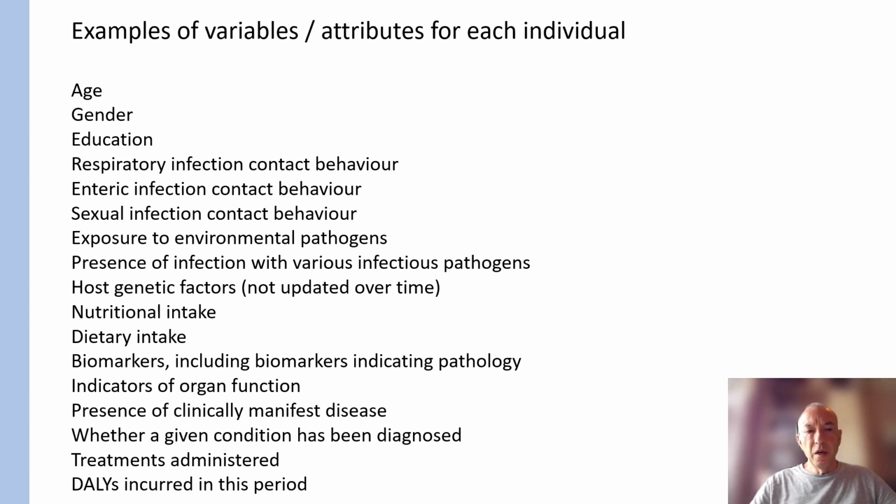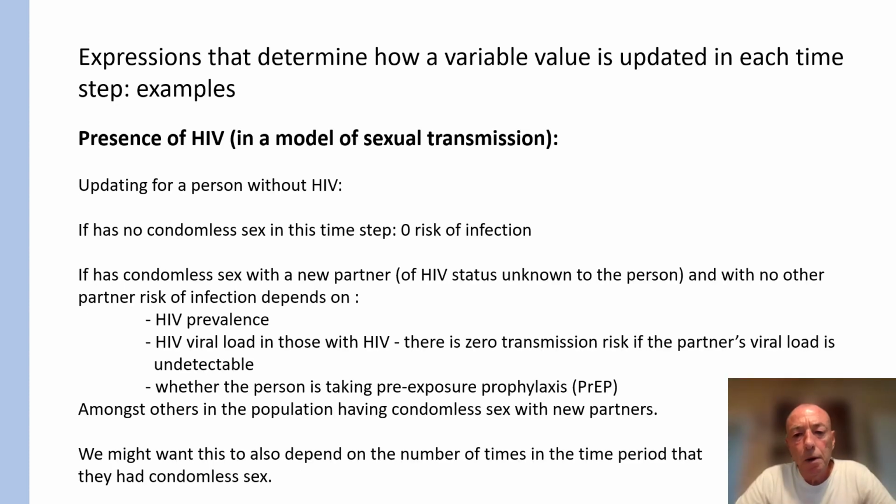Now we show here examples of variables or attributes that we might have for each individual. I won't read them out. You will note though at the bottom I talk about DALYs incurred in the period, and we'll come on to talk about what those are. So thinking of the expressions that determine how a variable value is updated in each time step, let's think of some examples. First one might be presence of HIV in a model of sexual transmission of HIV.